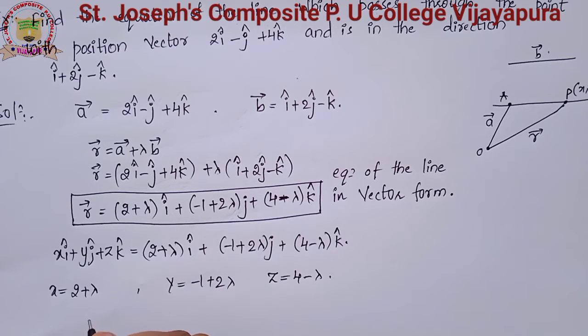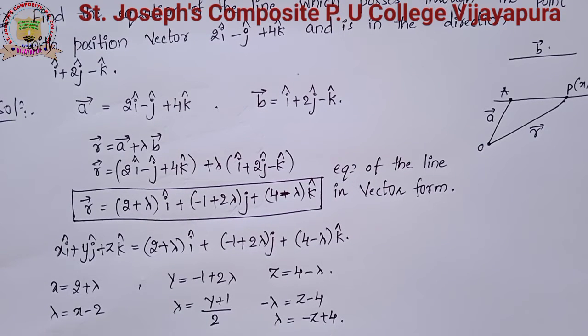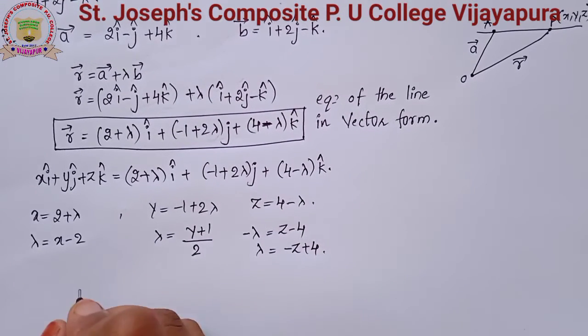Now eliminate the lambda. Lambda is equal to x minus 2. Here lambda is equal to y minus 1, if it comes this side becomes y plus 1, divided by 2. And minus lambda is equal to z minus 4, then lambda is equal to minus z plus 4. Now these all are the values of lambda only.